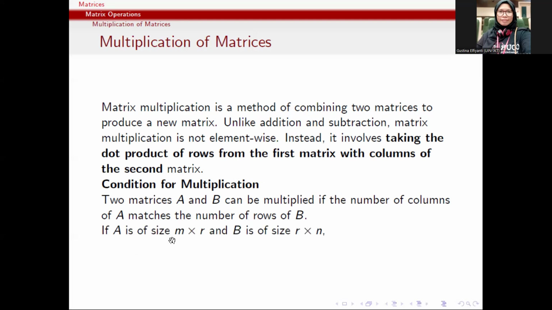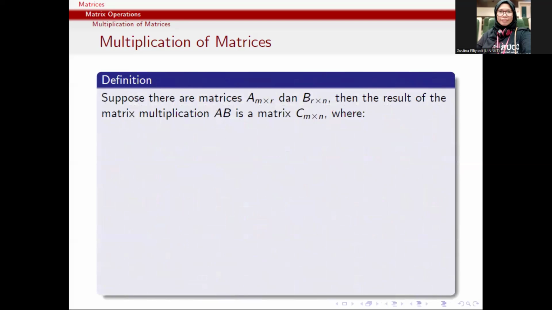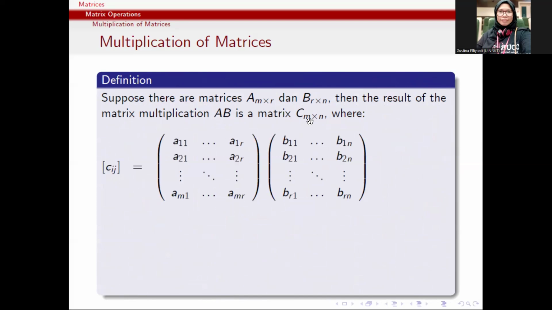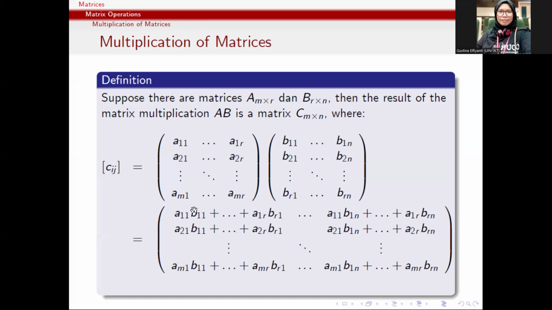If A is of size M by N and B is of size N by R, then the resulting matrix C will have size M by R. In formula, we can write, suppose there are matrices A, M by N, and B, N by R. Then the result of the matrix multiplication AB is a matrix C, M by R, where we can write the entries of C like this.